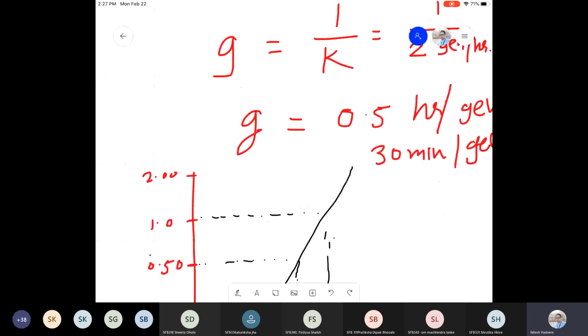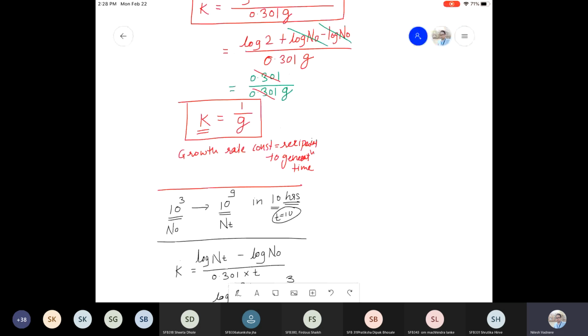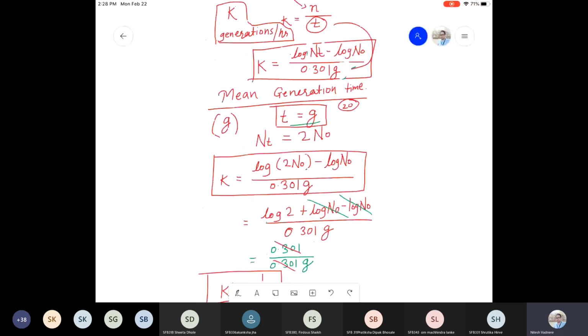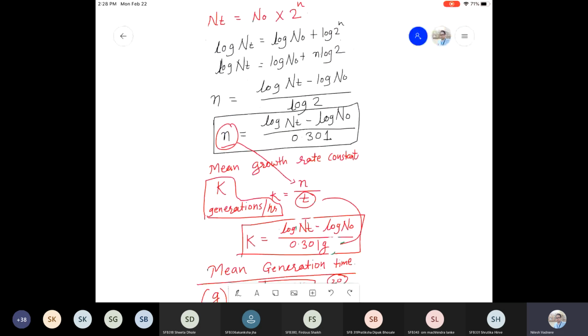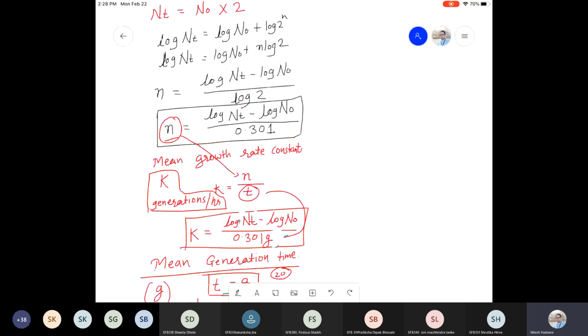Okay, so today we discussed some mathematics related to the growth of organisms, and in that mathematics we specifically discussed the generation time, that is g, how we can find out this value g. And to find out this value, we derived the k, which is nothing but the mean growth rate constant, and with the help of k we can find out the g. But for finding out the value of k, we need the Nt and N0 value. Nt is the total number of bacteria after incubation, and N0 is the initial number of bacteria.